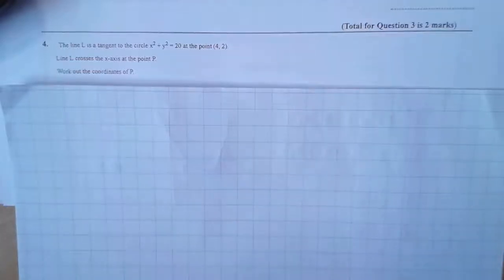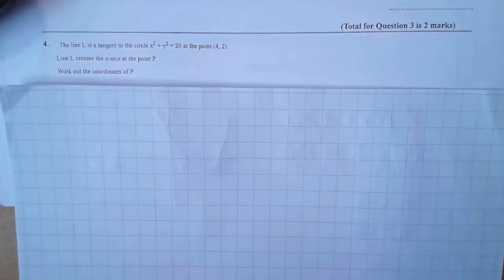Question 4. The line L is a tangent to the circle x squared plus y squared equals 20 at the point (4, 2). The line L crosses the x-axis at the point P. Work out the coordinates of point P.